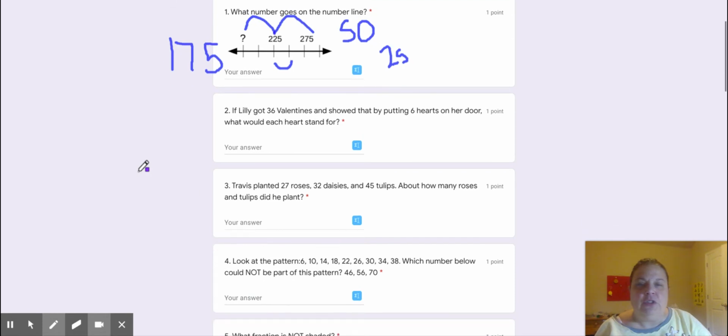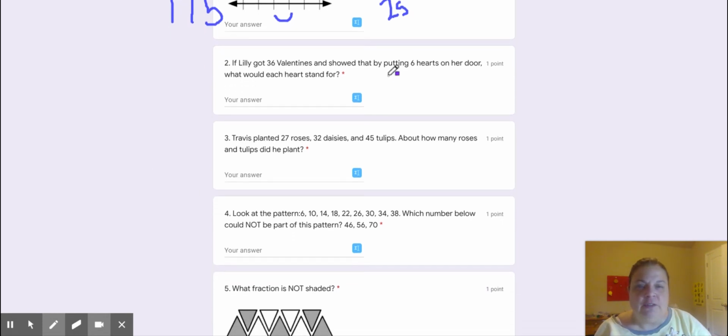All right, number 2 was a simple division question. She has 36 Valentines and she wants to indicate that, but instead of putting all 36, she wants to just put up hearts that represent those 36 Valentines. So she is going to do 36 divided by the six hearts she's putting on her door, which means that each heart represents 6 Valentines that she got.